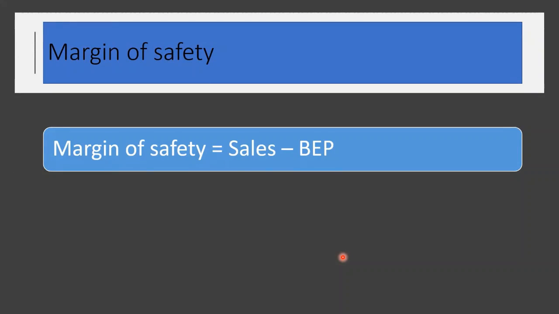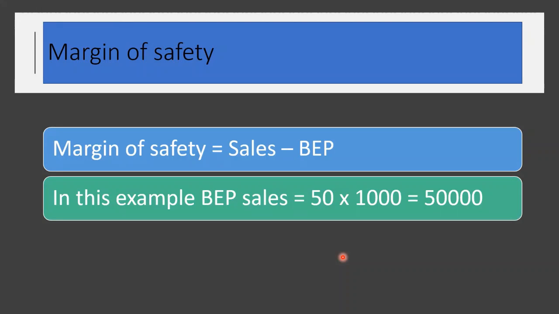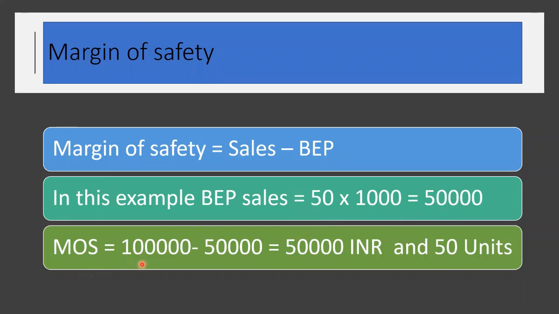That is clear, right? Let's take a look at what is margin of safety. Margin of safety is sales minus break-even point. We have already spoken about it. When you have sales more than the break-even point sales, that is margin of safety, as the word indicates. In this example, break-even point sales is equal to 50 into 1000, 50,000, right? But what is the actual sales? Actual sales is equal to 1 lakh. So margin of safety is equal to 1 lakh minus 50,000. That is 50,000 INR and 50 units is the safety margin they have, right?